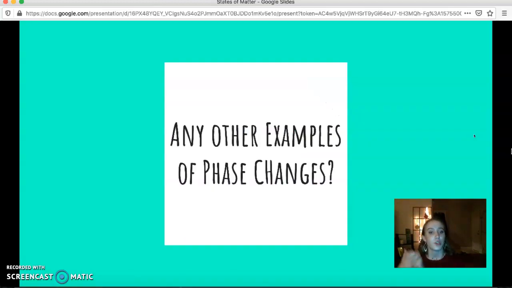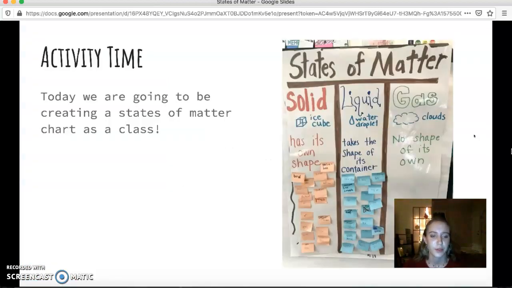And I'm going to ask them, do you have any other examples of different types of phase changes? Hopefully have them write some in their notebooks or share with the class. If they want to come up and stand in front of the class, that'll be great as well. But not spending way too much time doing that, because we do have an activity to do today. So today we're going to be creating a states of matter chart as a class.